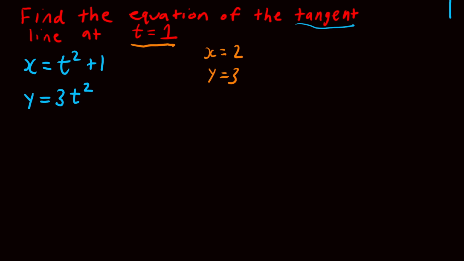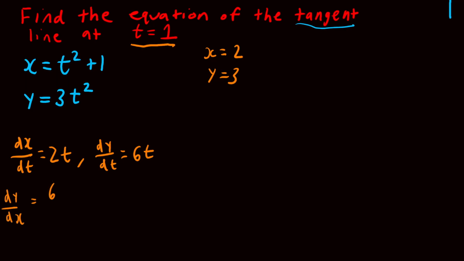Now let's find the slope at t equals 1. So same thing. Let's break this down. What is dx/dt? Well, the derivative of t squared plus 1 is just 2t. And dy/dt is the derivative of 3t squared, which is just 6t. Now we just have to divide. So dy/dx would be 6t over 2t, the t cancels, which equals 3. So that means our slope is 3 along the whole curve.